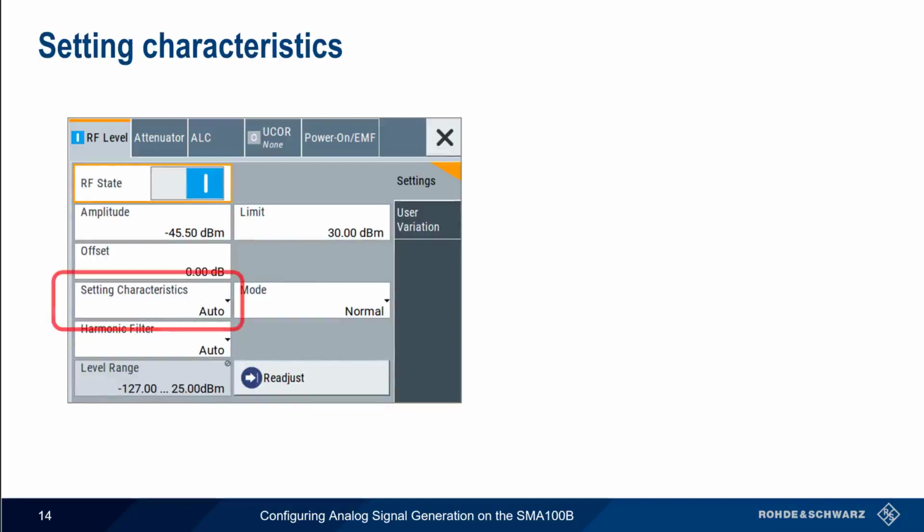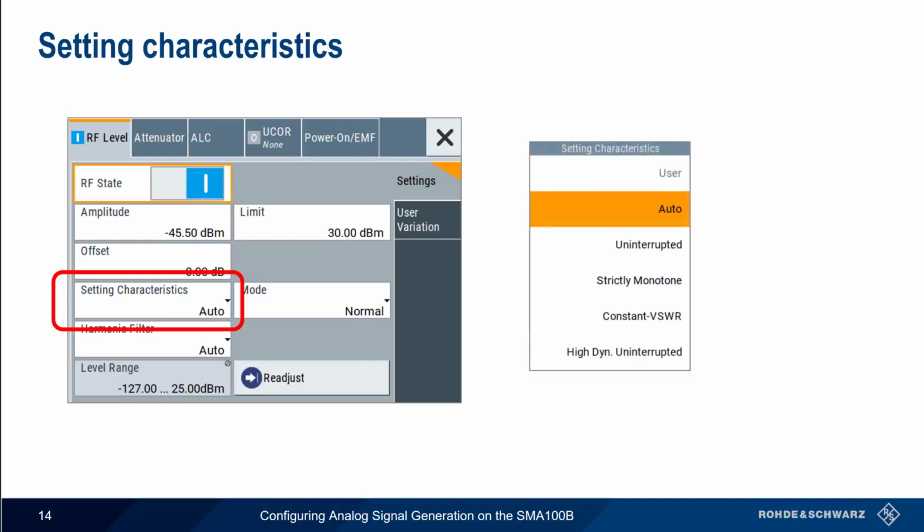Setting characteristics can be used to optimize the RF signal level behavior for different applications. Although there are numerous different setting characteristics, the two most important of these are auto and uninterrupted.